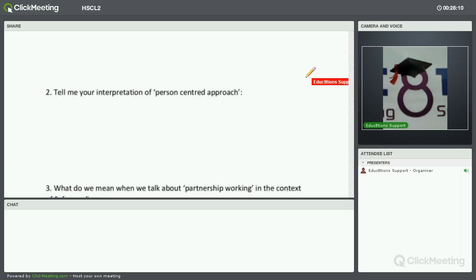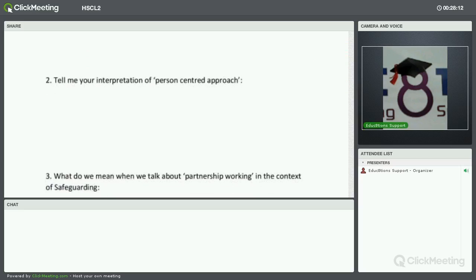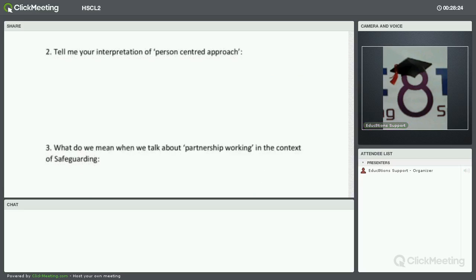In question 2, I want you to tell me your interpretation of person-centered approach. What is it to you? What does that mean to you? I don't want to know what the actual definition is of it. I want your wording of what you interpret that to be.